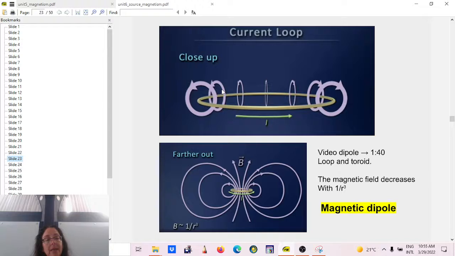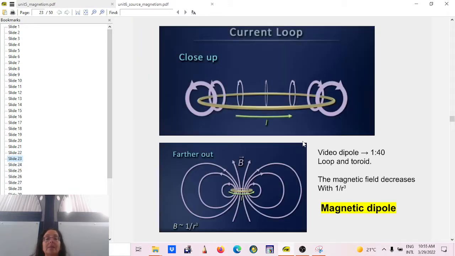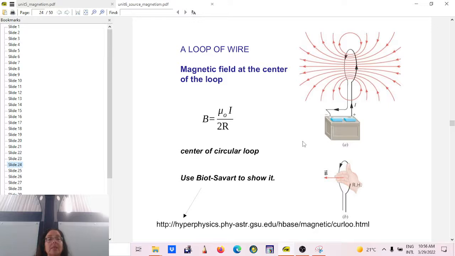So then we will talk about current loop. We already did that, right? It's a magnetic dipole because we cannot have a monopole. Magnetic field likes to circulate. And if you look really far away from the dipole, the magnetic field will depend on 1 over the distance to the third power. The same way you have an electric dipole, you have a magnetic dipole. But we did that already last unit.